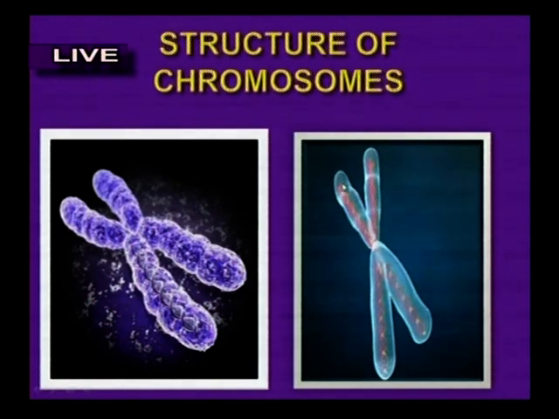Here is a secondary constriction that is called satellite, friends, and also a disc-like shape which is present behind the centromere is called as kinetochore. See here we can see the kinetochore. So this is the structure of chromosome.